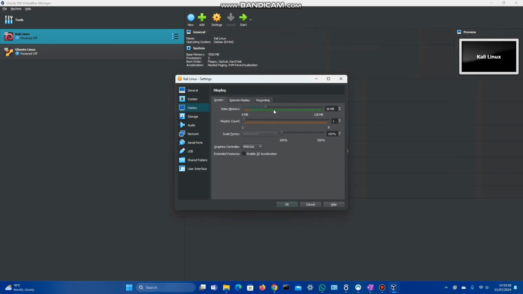This right here, the video memory, is the amount of memory that you're going to allocate in order to put the graphics up onto the screen. I set 36 megabytes. One thing to bear in mind about Kali Linux is it's not a very intense operating system. A lot of the Linux distributions are not actually. So that's why I haven't given it any over-the-top specs.